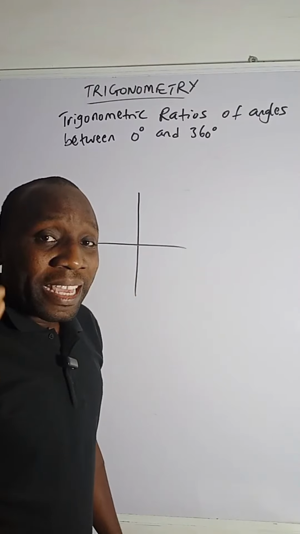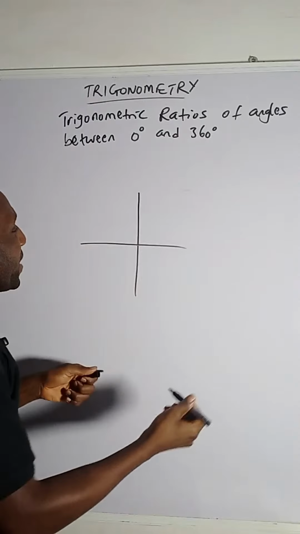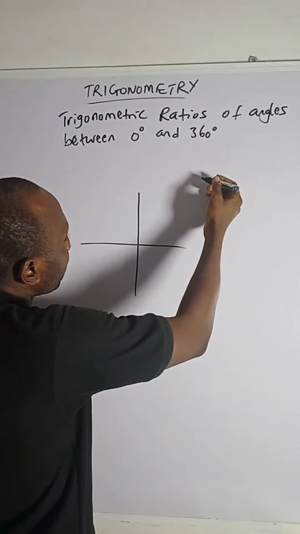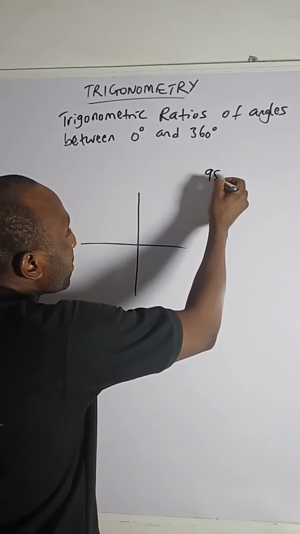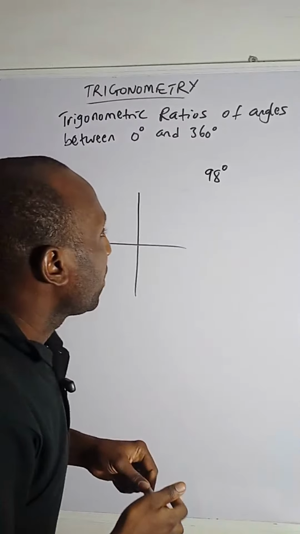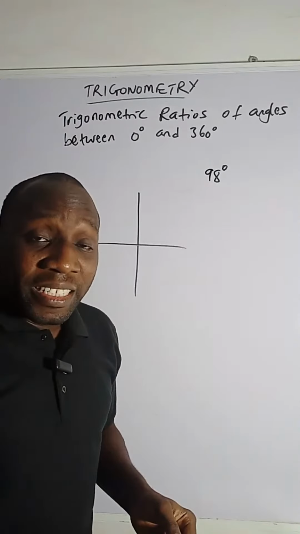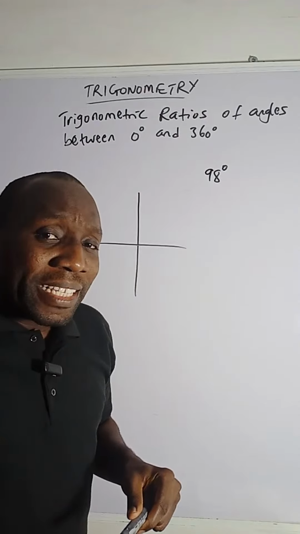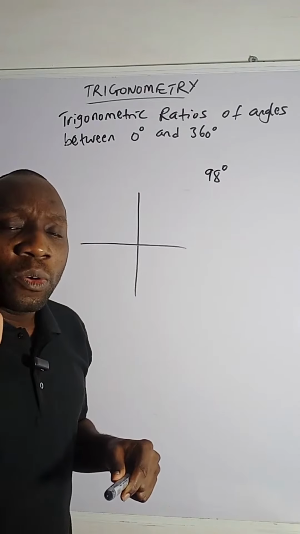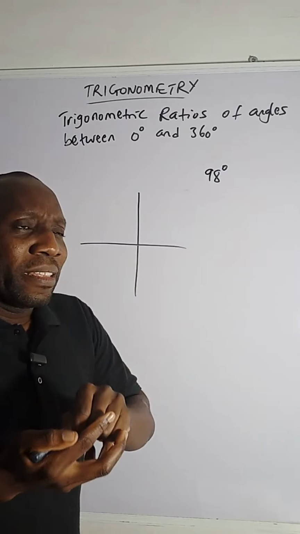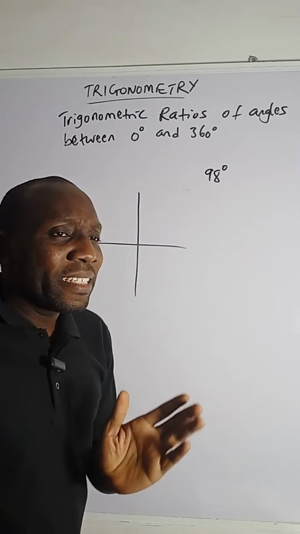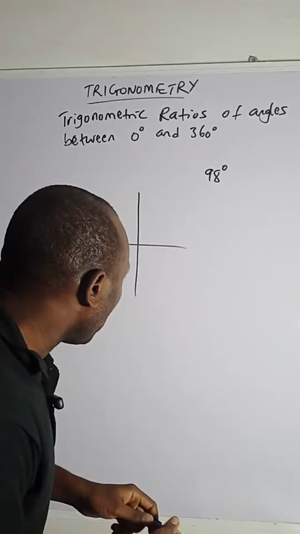We want to talk about reference angles. So if I have, say, 98 degrees, this angle is more than 90 degrees. If you want to get the reference angle, when I say reference angle, it's an angle between the x-axis and the terminal line. I'll tell you what I mean.